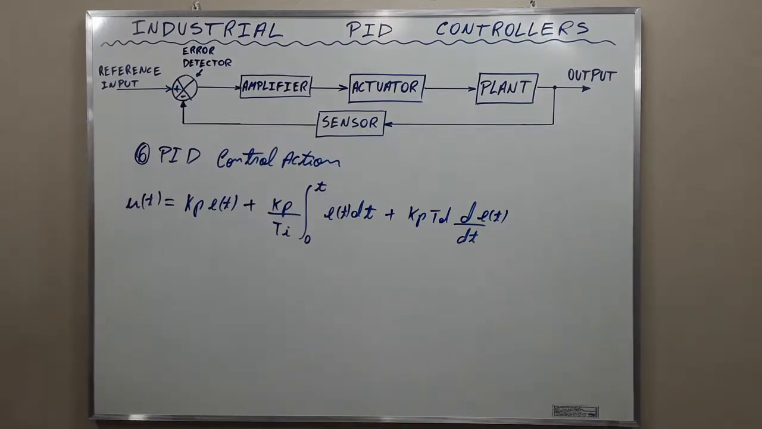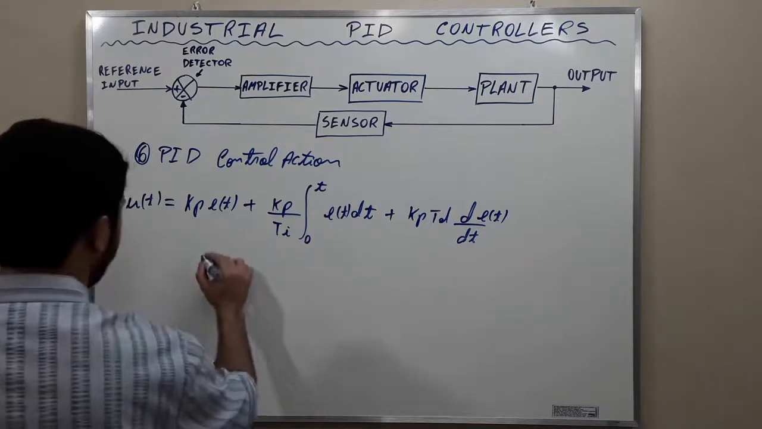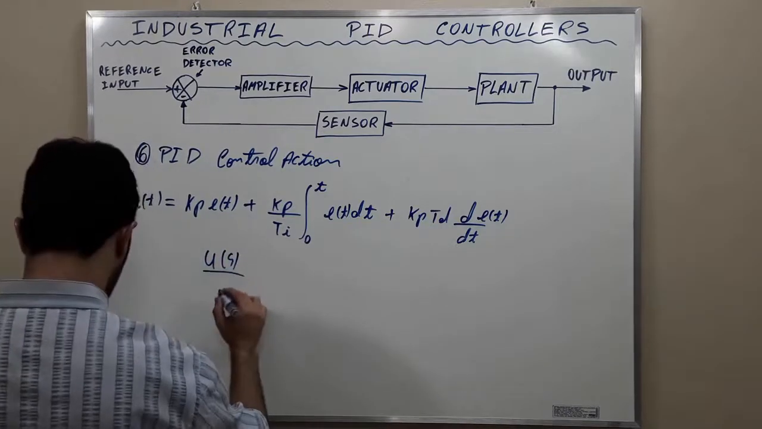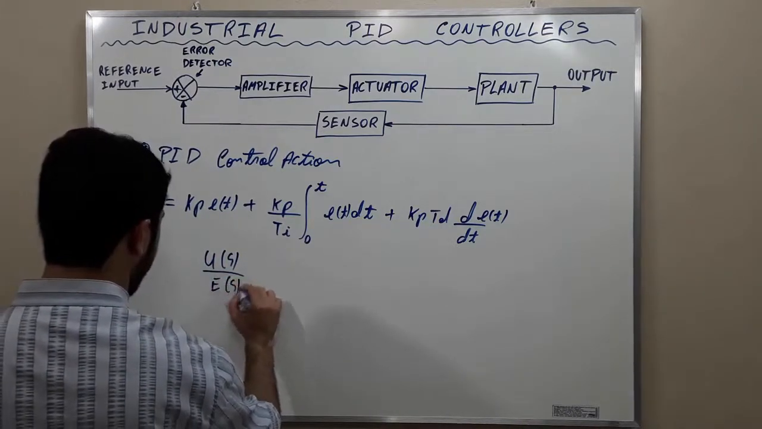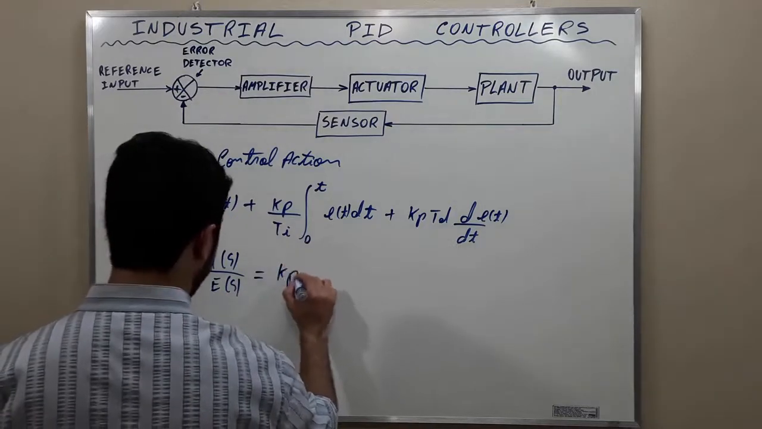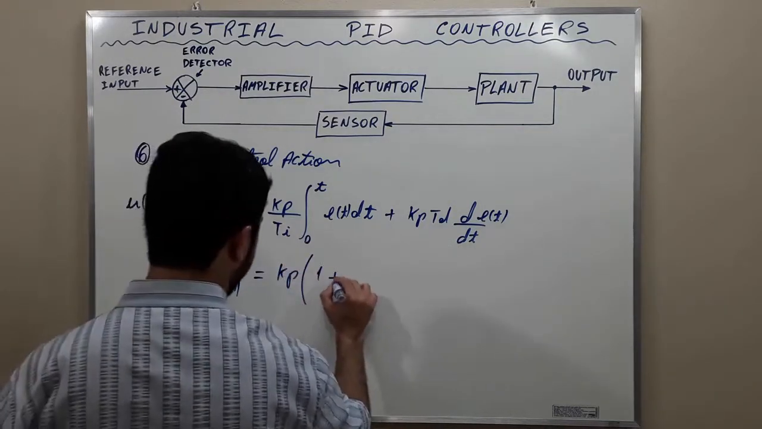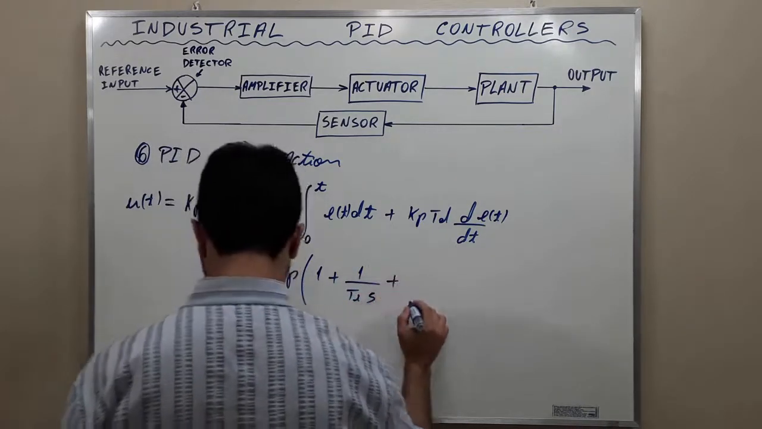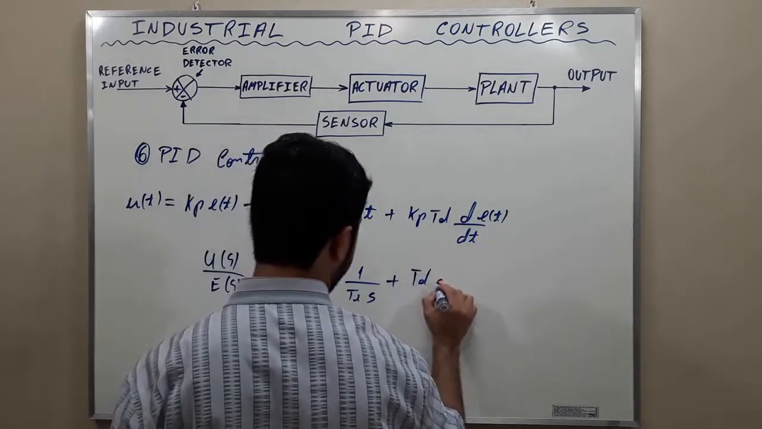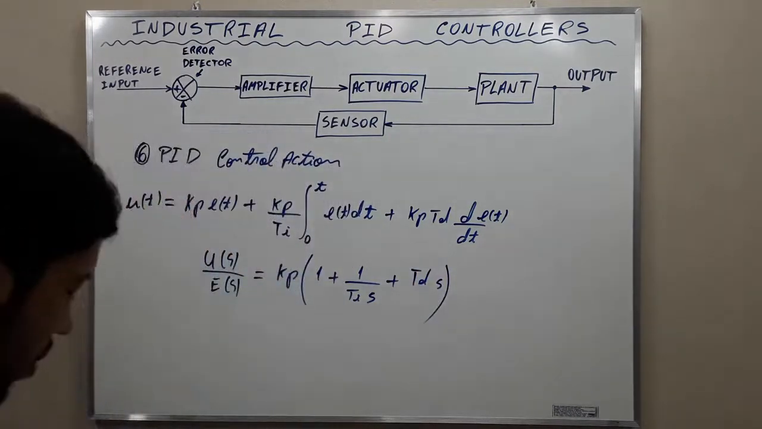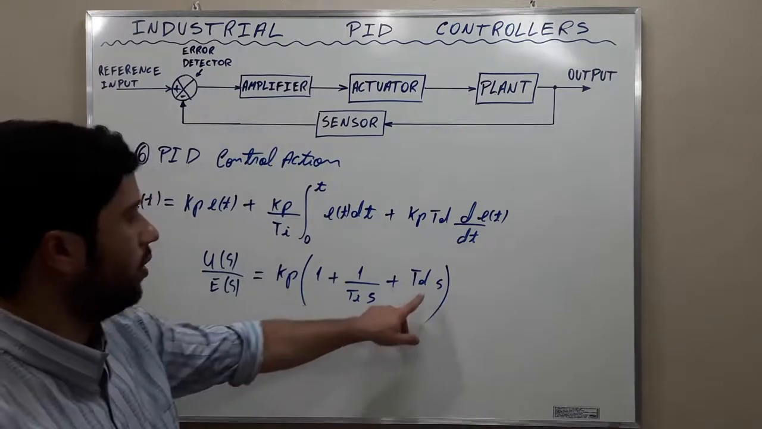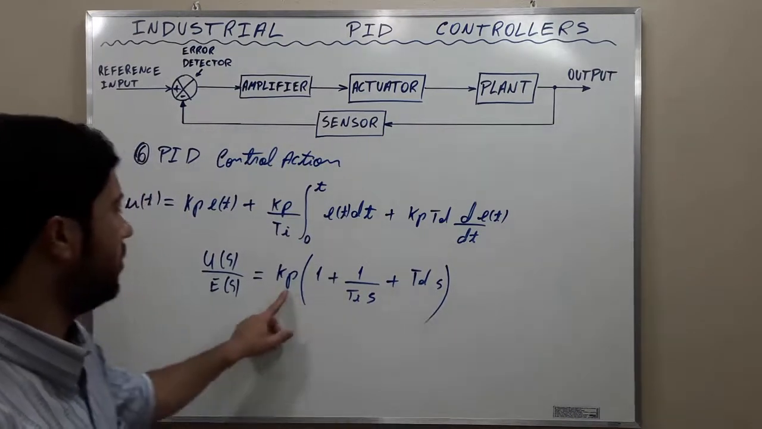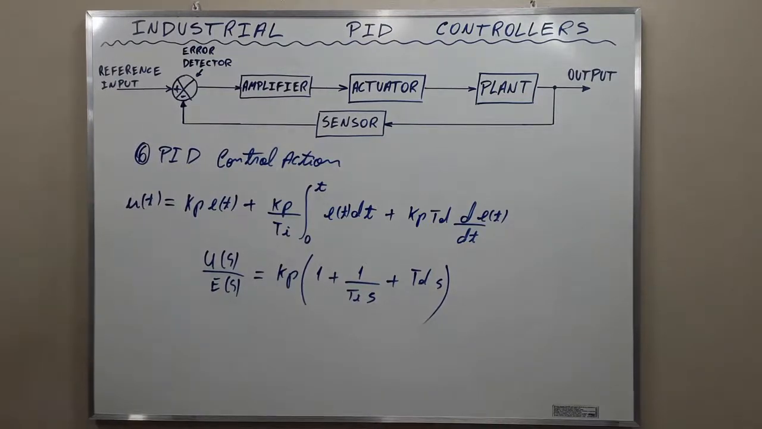In the frequency domain, the transfer function becomes U of S over E of S is equal to Kp times 1 plus 1 over Ti times S plus Td times S. Where Ti is the integral time, Td the derivative time, and Kp the proportional gain.